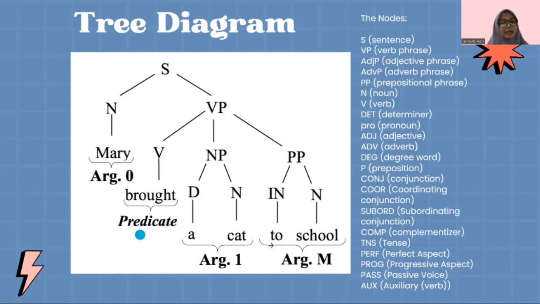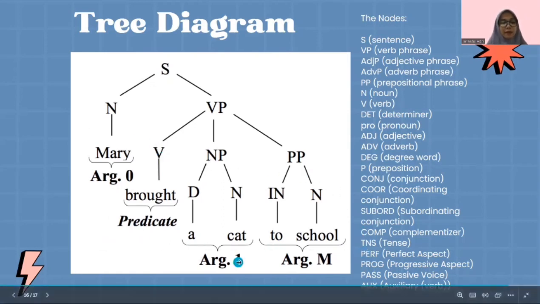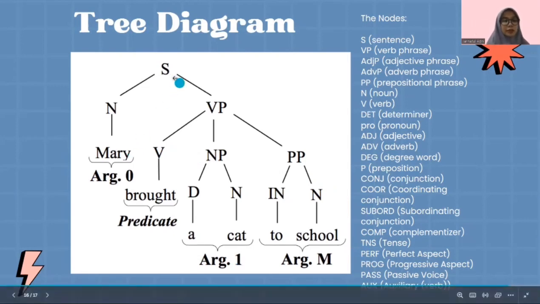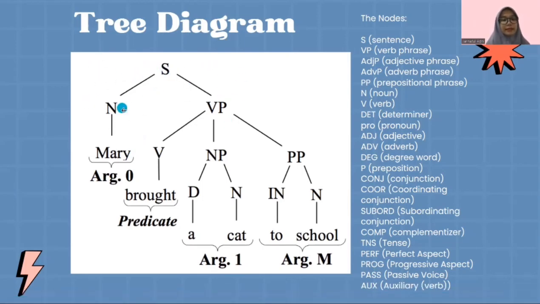Okay, there is a sentence: Mary brought a cat to school. So this sentence is divided into two. The first is the noun and the verb phrase. This Mary is a noun that functions as a subject. Because of that, here we put an N. So the VP is a verb phrase. It's divided into three.